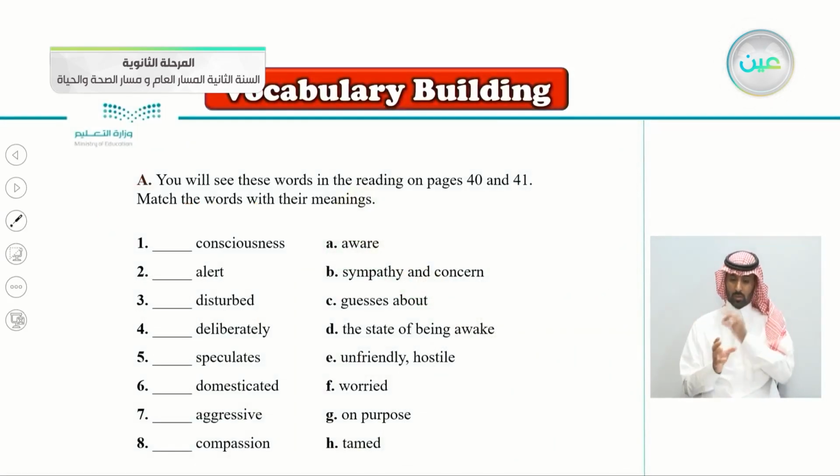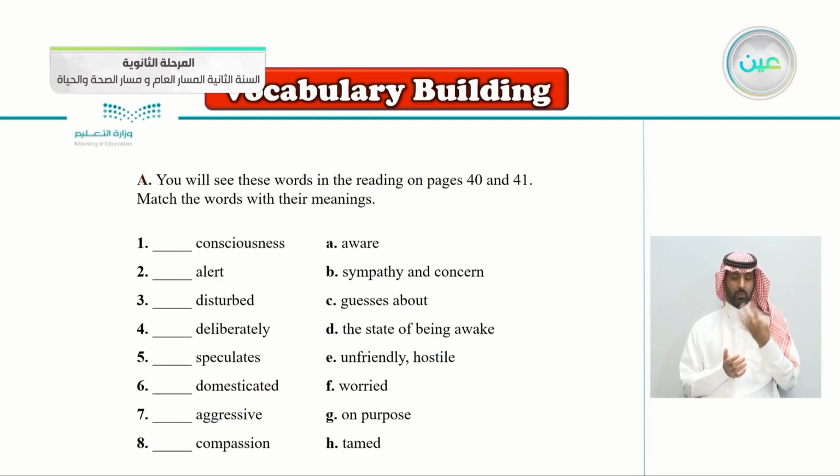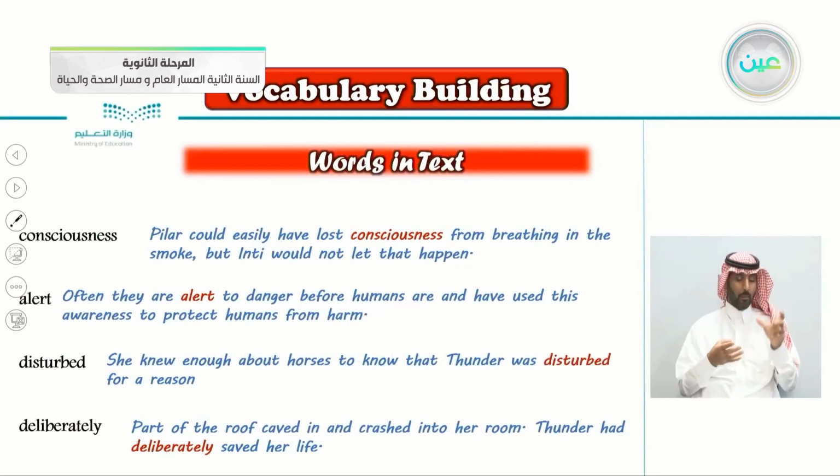So we have these words. Number 1, consciousness, alert, disturbed, deliberately, speculates, demonstrated, aggressive, and compassion. And we have to match them here from A to H. You will see these words in the reading on pages 40 and 41. Match the words with their meanings. But before we do that, let's see them in the text.